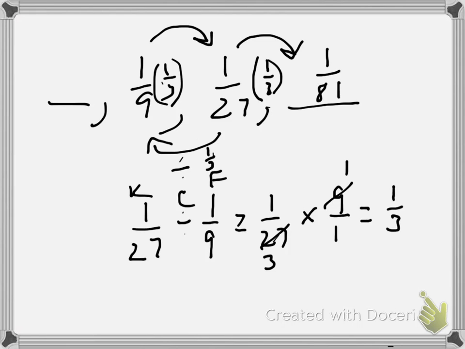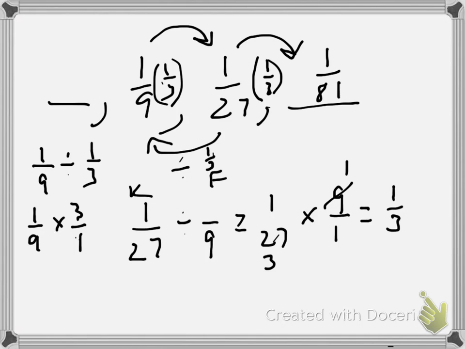Now to go backwards, we're going to end up doing a division. And when we do a division, we're going to do 1/9 divided by 1/3. So we keep, change, flip. And we get 3/9, which equals 1/3. And of course, we can always cancel here to a 3 and a 1 and get our 1/3 also.